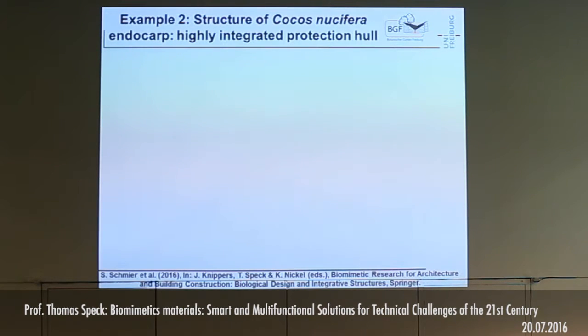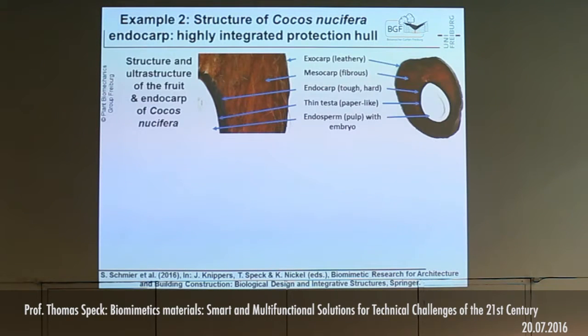Then we also looked at the coconut, and the coconut is very complicated because it combines both energy dissipation and puncture resistance. Energy dissipation is brought about by the mesocarp, a fibrous structure around, and the puncture resistance is provided by the so-called endocarp. This is the type of coconut you normally buy. This roundish brown thing is just the endocarp of the coconut.